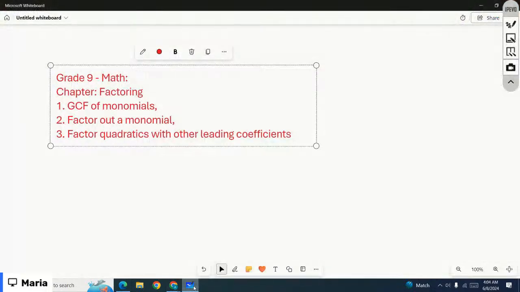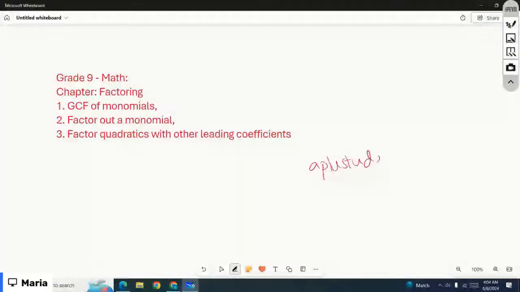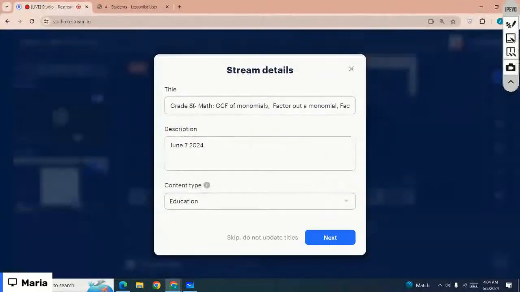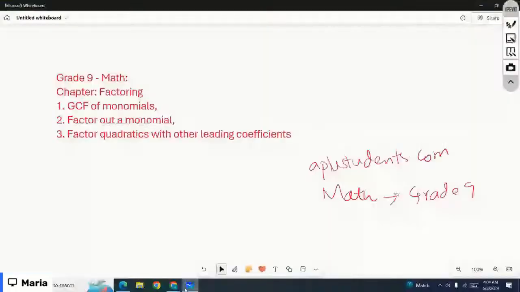You can find all the lessons on aplusstudents.com. You have to log in using your email address and password as provided by the attender. Then you have to select math from the subject tab. Scroll down to grade 9 and then click on view all lessons. The lessons we get are GCF of monomials, factor out a monomial, and factor quadratics with other leading coefficients.